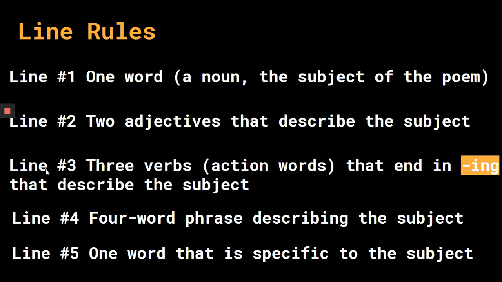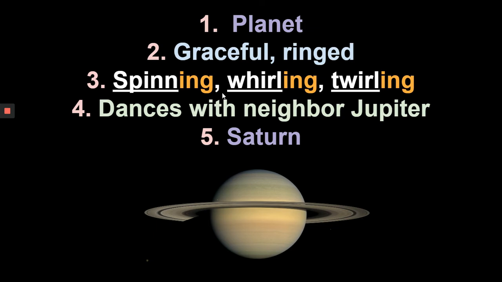All right, so line number 3, the rule is that there must be 3 verbs or action words that end in ing. As you can see, the verbs we have here are spinning, whirling, and twirling. And all of these verbs are helping to describe the subject, which is planet.